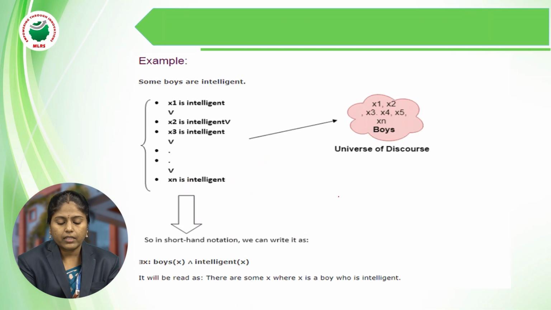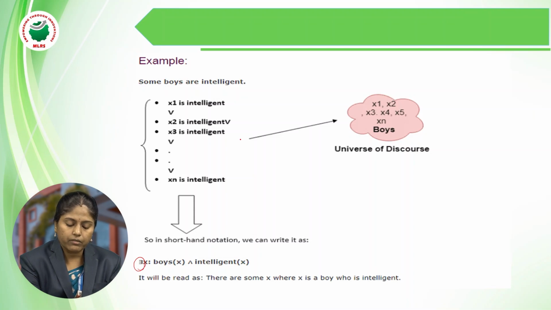And the next example is: some boys are intelligent. How are we going to represent it here? X1 is intelligent, or X2 is intelligent, or X3 is intelligent, or Xn is intelligent. So in shorthand notation, we can write there exists x, boys of x and intelligent of x. This is how we represent the existential quantifier. See here the symbol that we represented with the reverse of E.